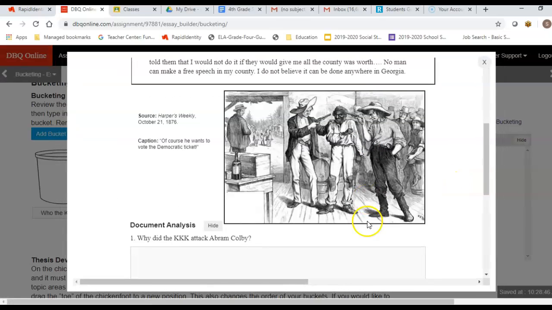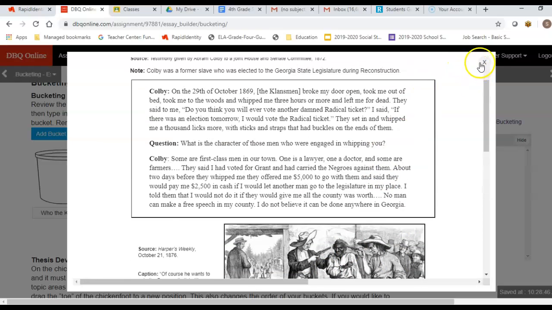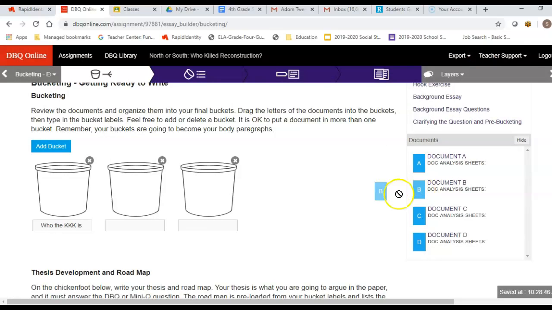Let me go back to document B. Remember this picture here? This picture kind of shows who the KKK are, what they do and what they stand for. So I'm going to take document B, drag it over here. And what this tells me is when I get ready to write, I'm going to use evidence from document B to explain to my audience who the KKK is.